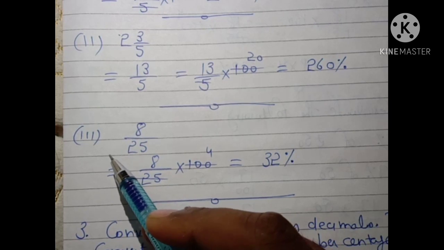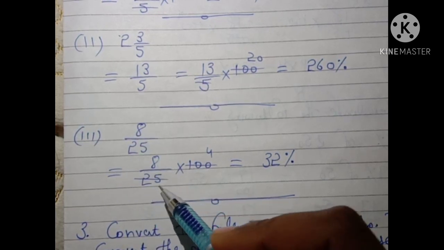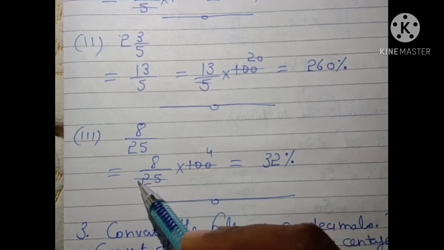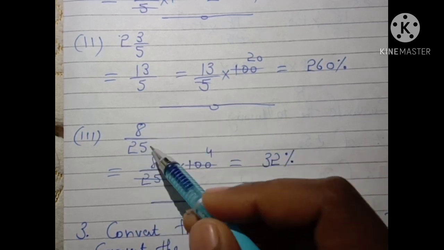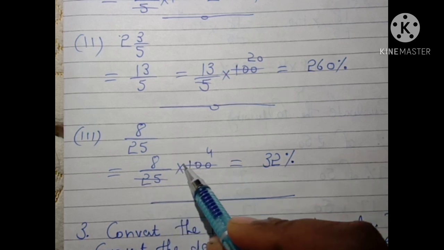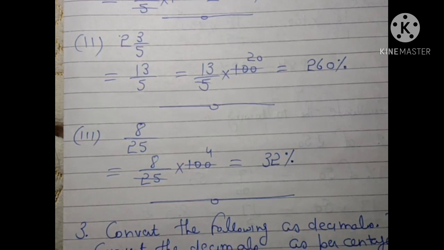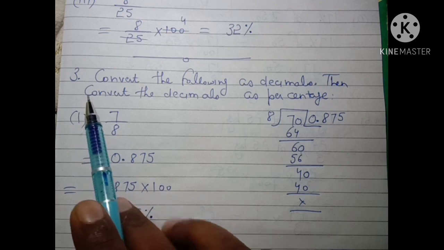And the last part of this sum is 8 by 25. Again you have to multiply this 8 by 25 into 100, because again we have to convert this fraction into percentage, so 8 by 25 into 100. So after doing the calculation it will become 8 4s are 32. So this is the answer of the third part of the second sum. So okay, now see the third sum.